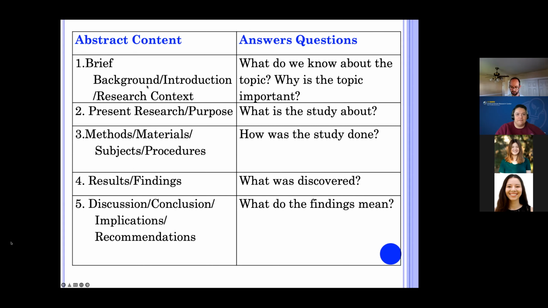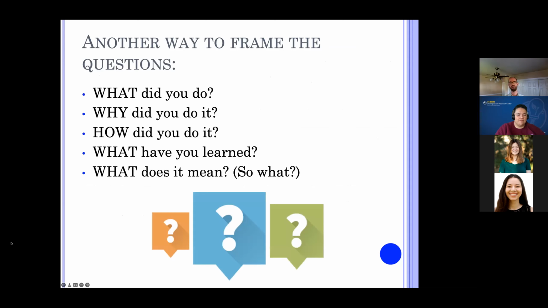So just so you know, some other ways to think about this. What did you do? Why did you do it? How did you do it? What have you learned? And what does it mean? What's the so what? And so notice that these questions are really about your particular project. You're not bringing in too much background.